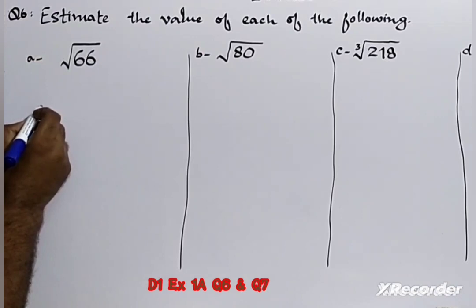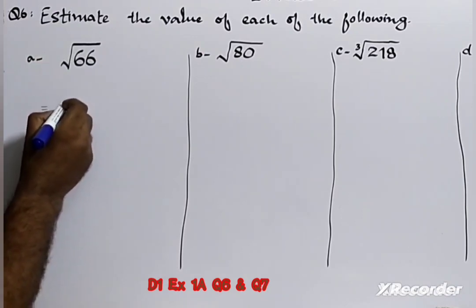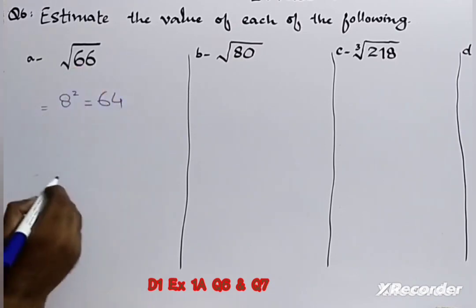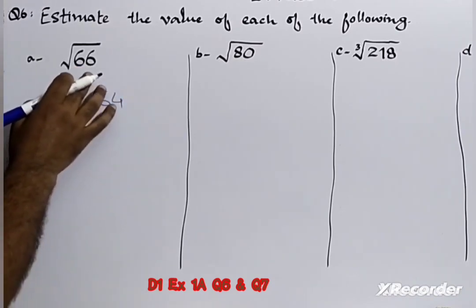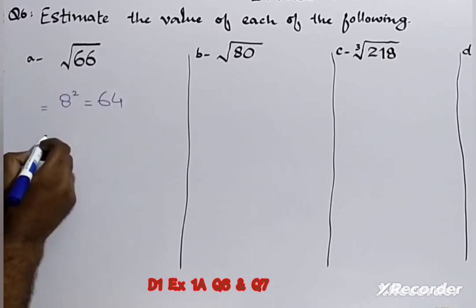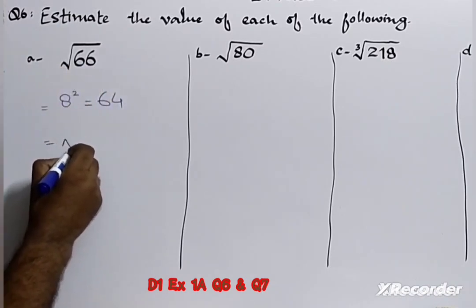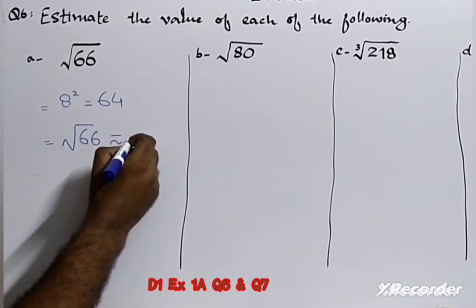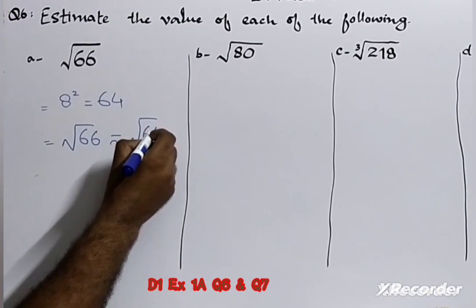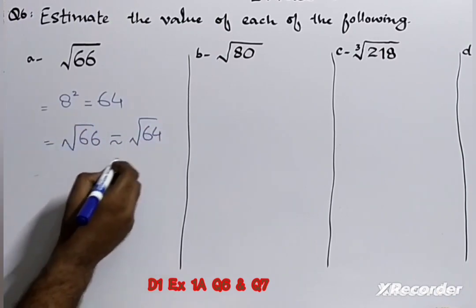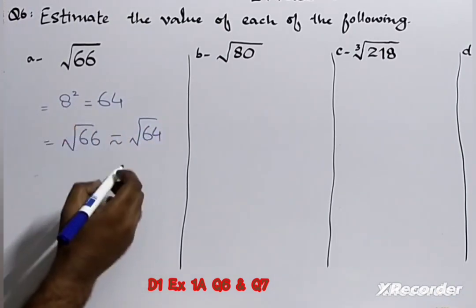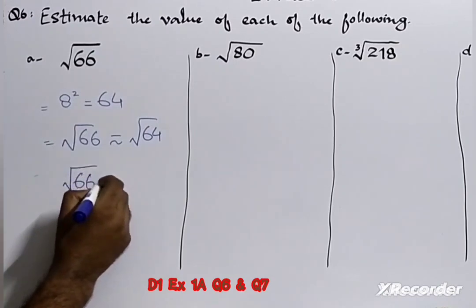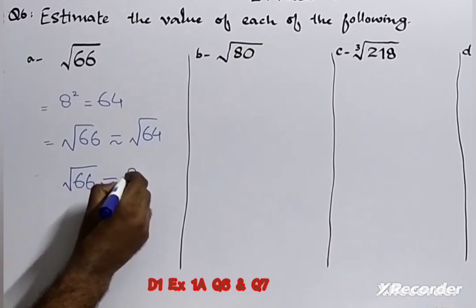We know that square of 8 is equal to 64, but we have 66. Since 64 is closer to 66, we can write root 66 is approximately equal to the root of 64. And from this, we know that under root 64 is equal to 8. So we can write root 66 is approximately equal to 8.